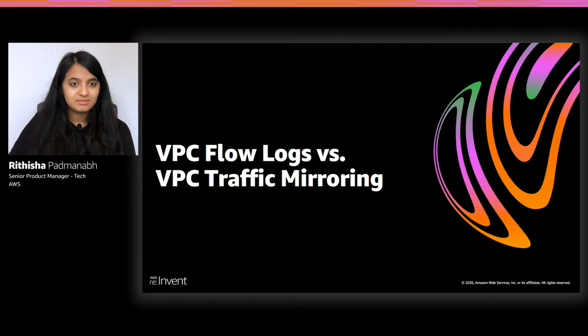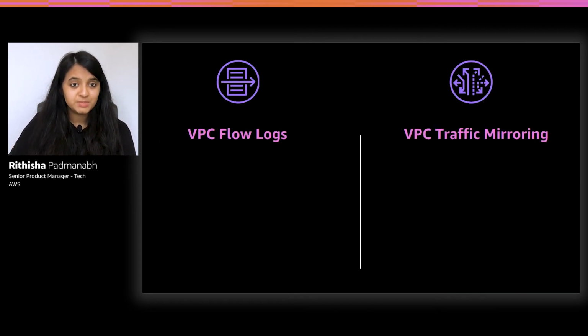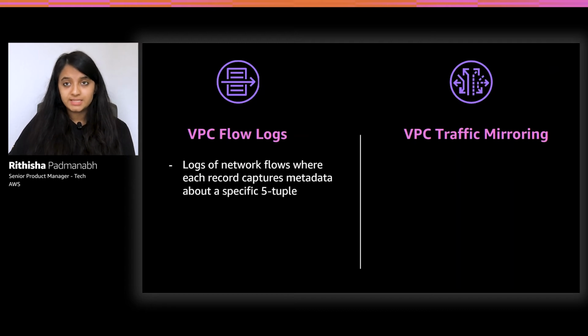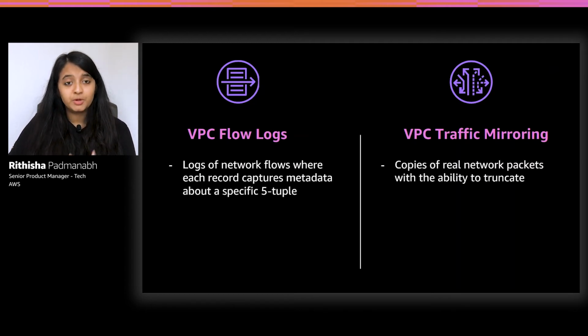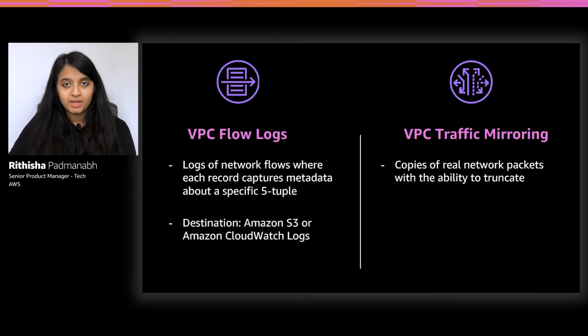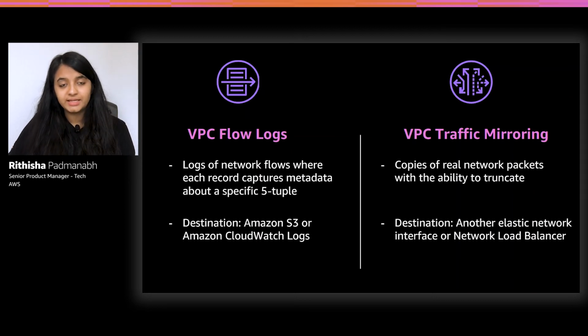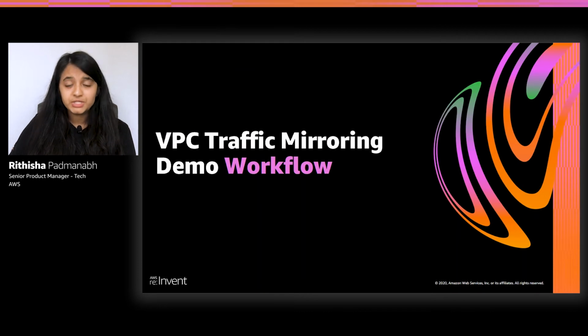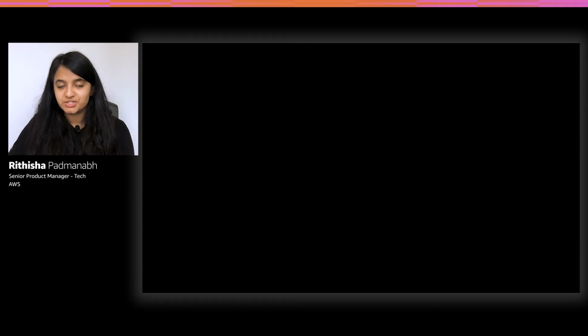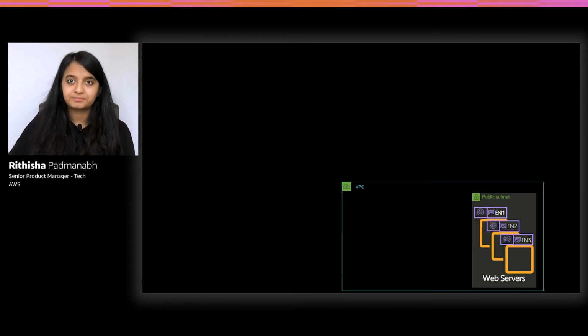Now, we've taken a look at two monitoring solutions so far. So let's just do a quick recap of the differences between the two. Flow logs is essentially aggregated metadata about each flow or 5-tuple, and it can be sent to CloudWatch logs or S3. But traffic mirroring is a copy of the actual network packet, right, with the payload. And traffic mirroring sends these copied packets to either an ENI attached to an instance or to a network load balancer. Now let me show you a quick demo of how you can use both these solutions in conjunction, flow logs as well as traffic mirroring.